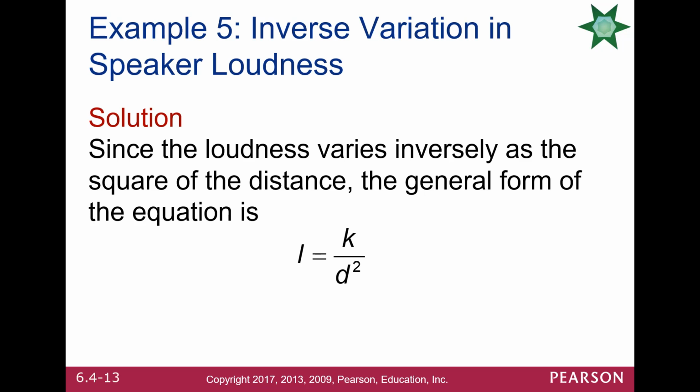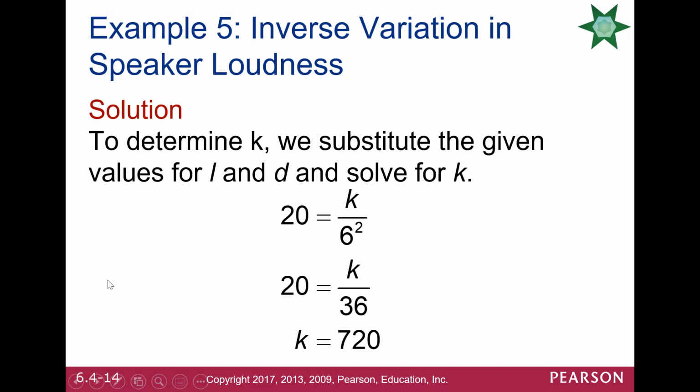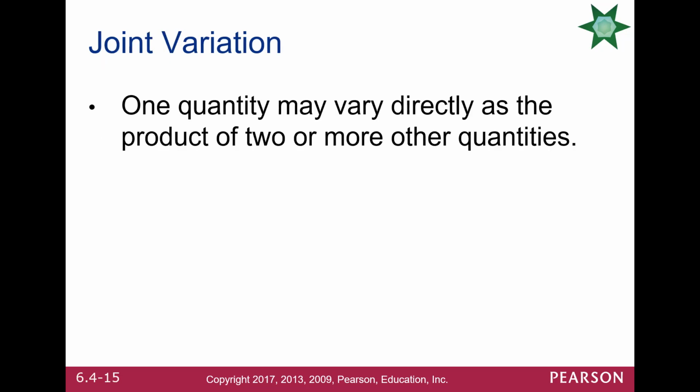As soon as it says varies inversely, I have to have a fraction there. Then I'm going to plug in the numbers that they gave me originally to solve for my, quote, magic proportion k, you know, my variation constant there.